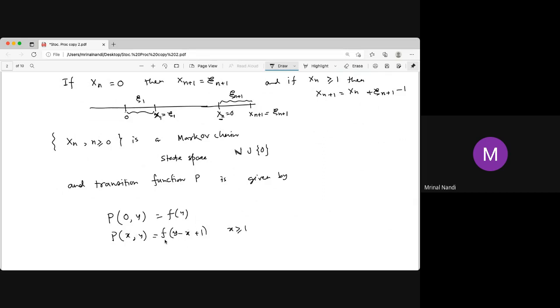So what is the probability of that? This is f of this. f is the PMF, the mass function of each value. So this is a basic transition matrix or transition function for the queuing chain. So this is very important.